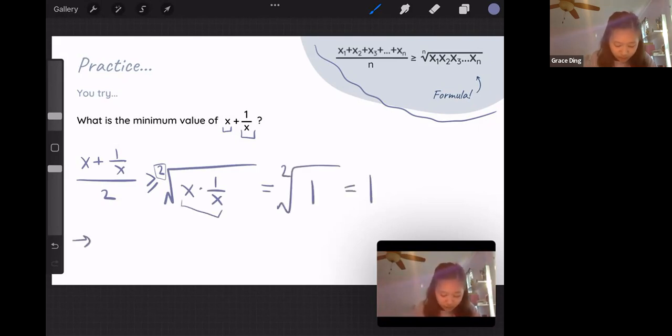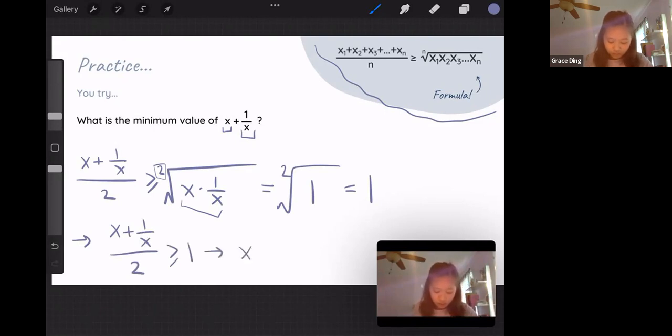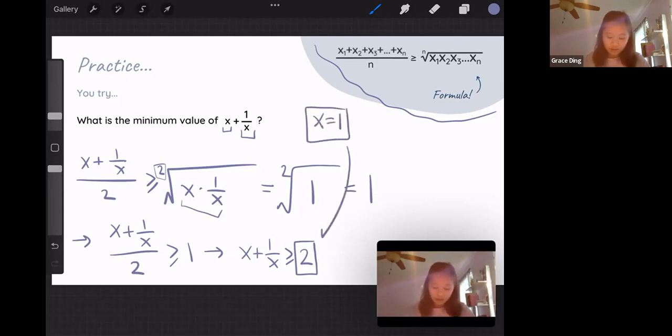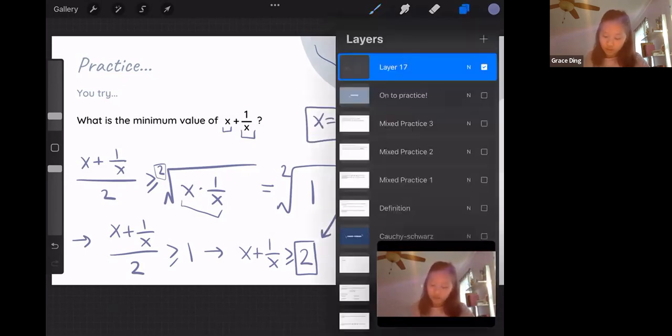This means that x plus 1 over x divided by 2 is more than or equal to 1. So we just multiply by 2. That means that x plus 1 over x is always more than or equal to 2. So therefore, this is the minimum value. And if you plug in x equal to 1, that's how we would get this. I'll move on to the next part.